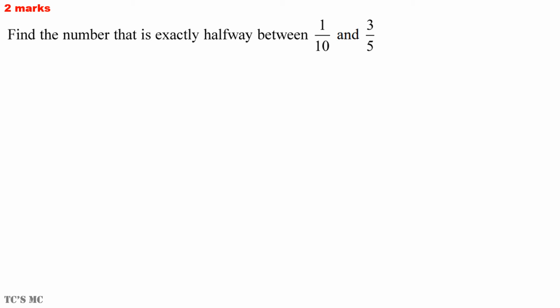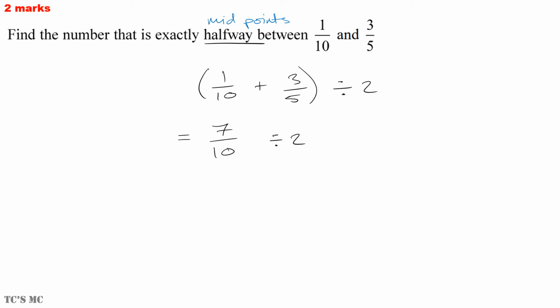Find the number that is exactly halfway between 1/10 and 3/5. Halfway is the same as midpoints. And remember, for midpoints, we need to add the two numbers and then divide by 2. So we need to do 1/10, add 3/5, and that result divided by 2. We now have 1 mark. To do this calculation, you can type it into your calculator using the fraction button. You should get 7/10 divided by 2, and that gives us 7/20, and that is our second mark.